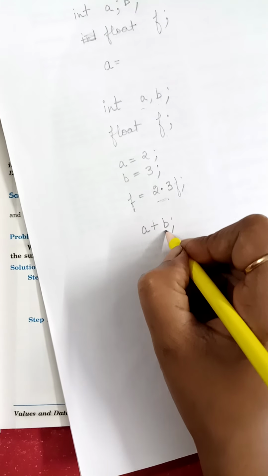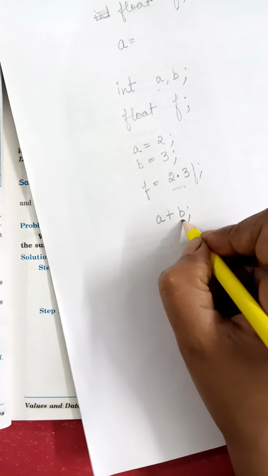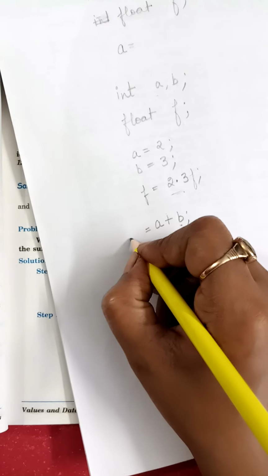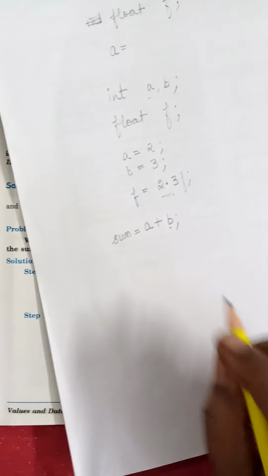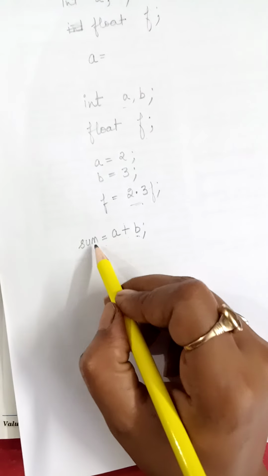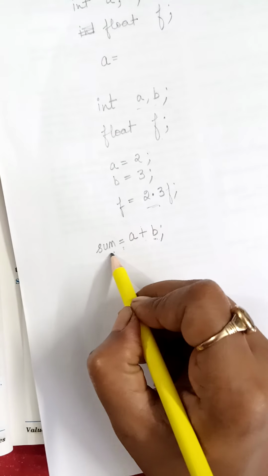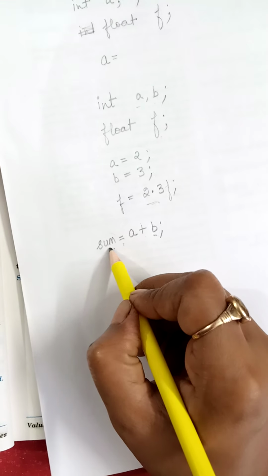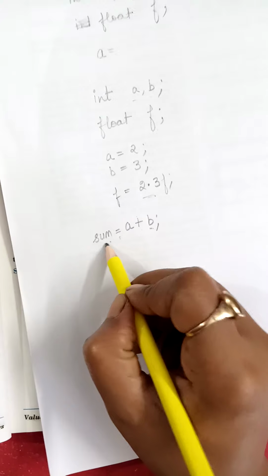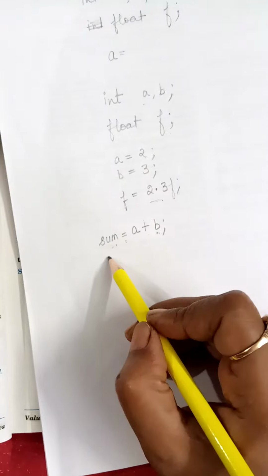Now you can print the result directly with the help of the SOPLN statement, a plus b, or you can store the result of a plus b within a variable, suppose sum equals a plus b. So the addition result of a plus b will be stored in sum with the help of the assignment operator. But remember, sum is the third variable you are using to store the sum of a and b, and you have not declared this variable yet. Have you declared it? You have declared a, b, f only. Sum you haven't declared.